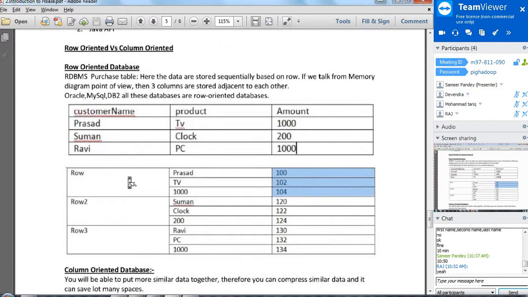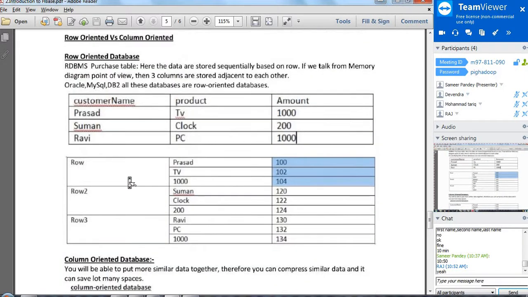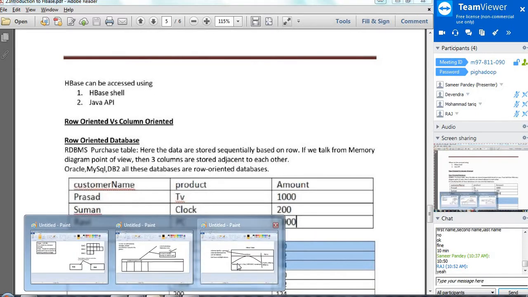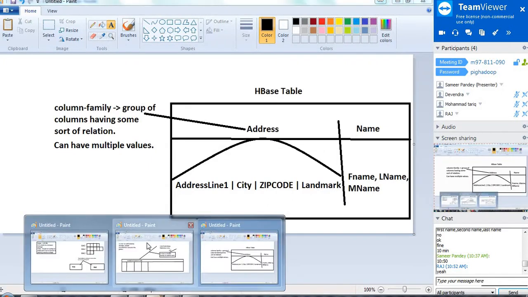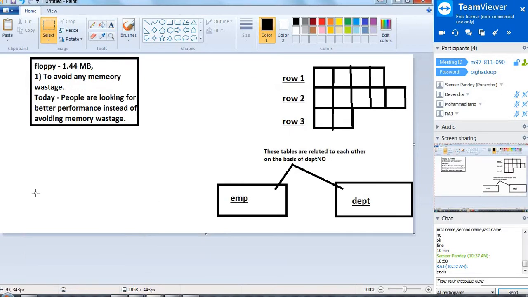Okay, now I'm going to explain one of the very basic concepts, and then we can call it a day. The concept is row-oriented versus column-oriented database, and what it really means. Let me first create a diagram, then I can explain.